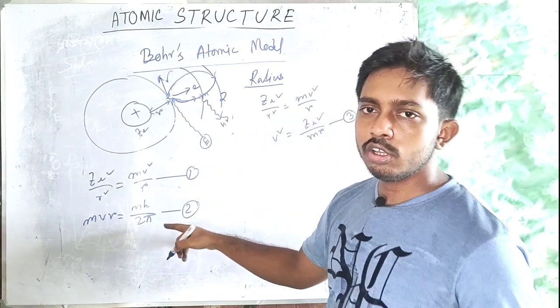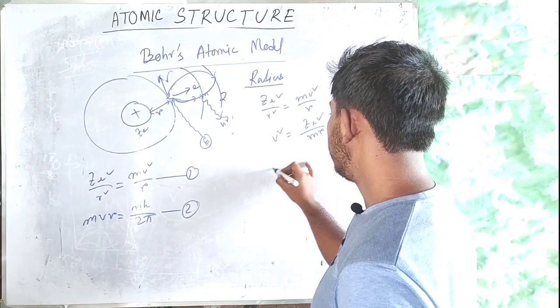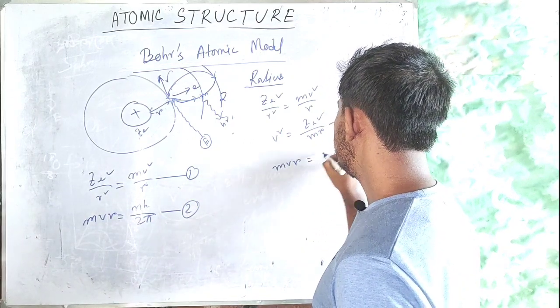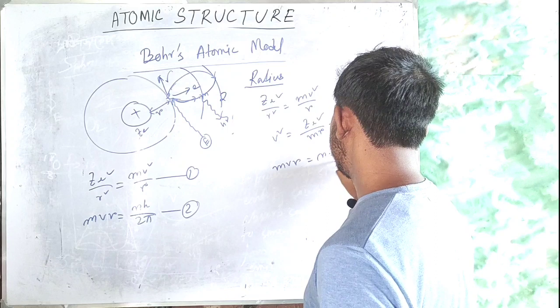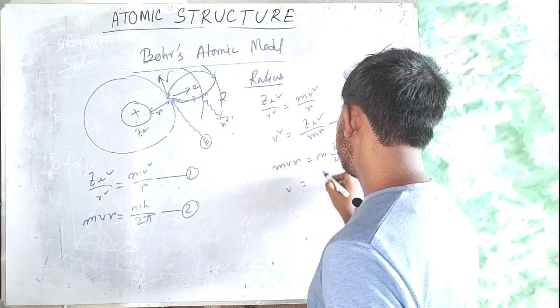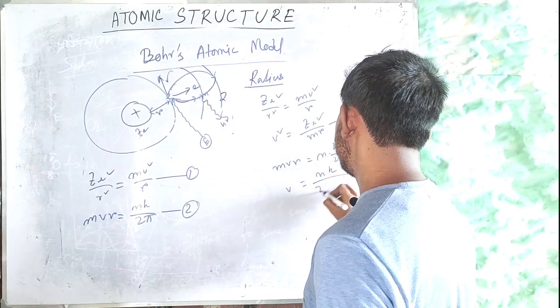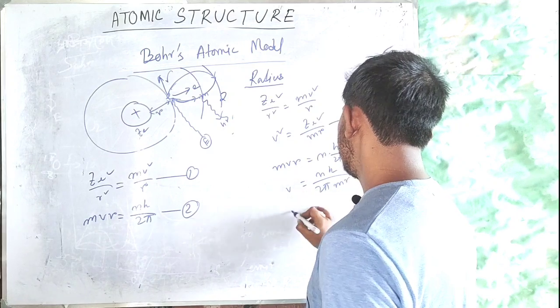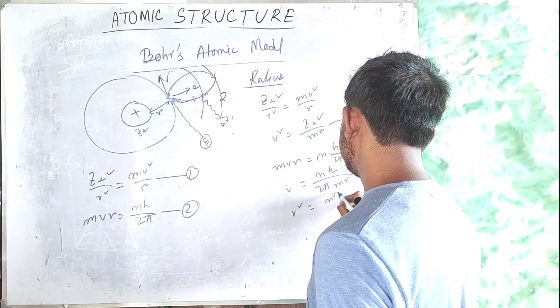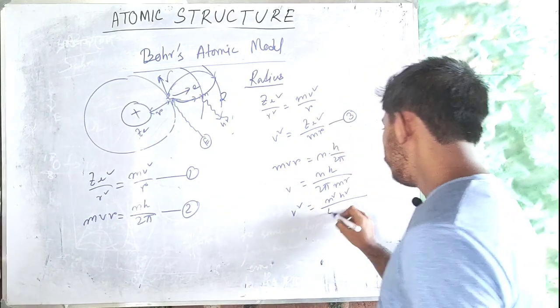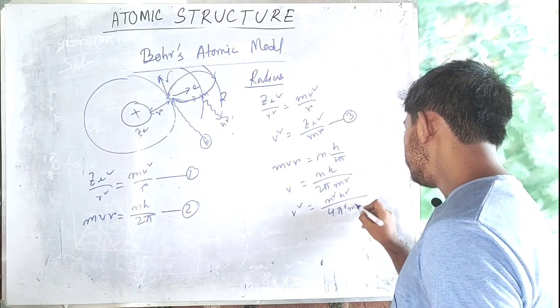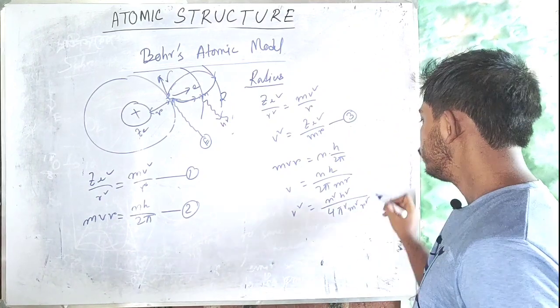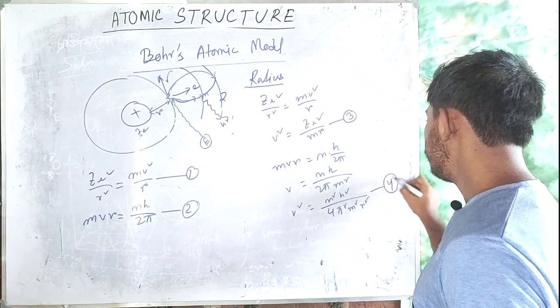And from the condition of Bohr's orbit, we have found that mvr will be equal to nh/2π, or v will be equal to nh/2πmr, or v² will be equal to n²h²/4π²m²r². This will be equation 4.